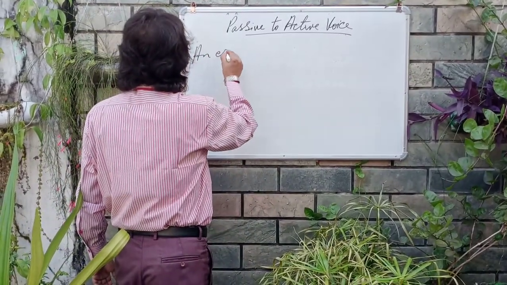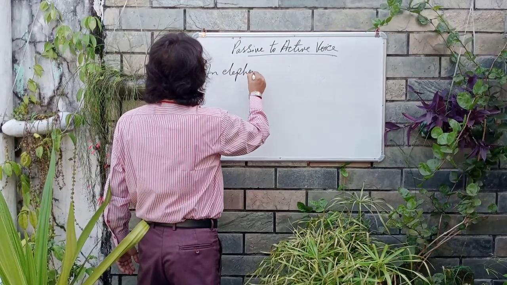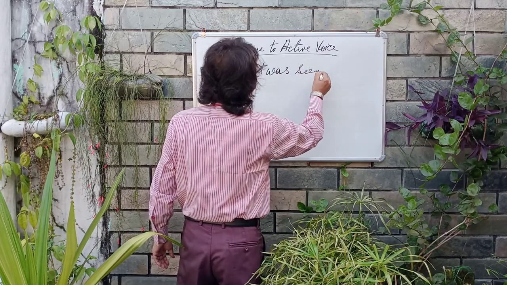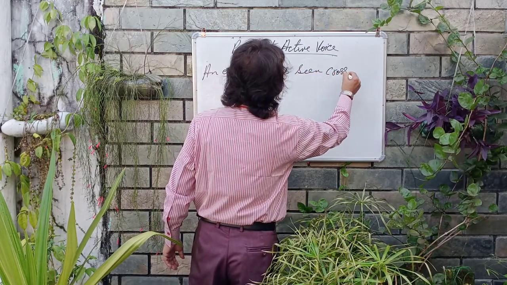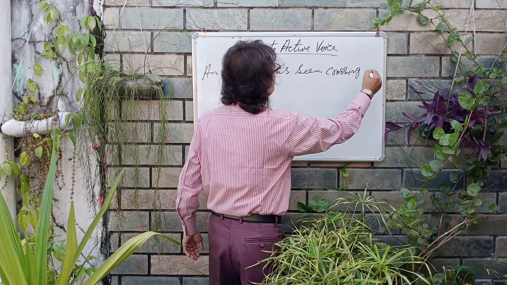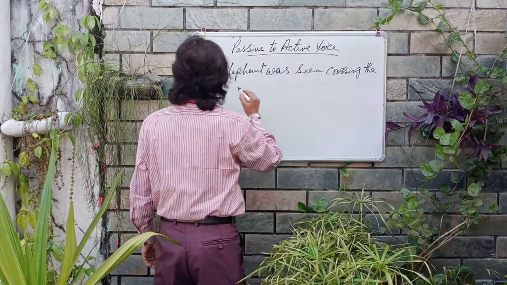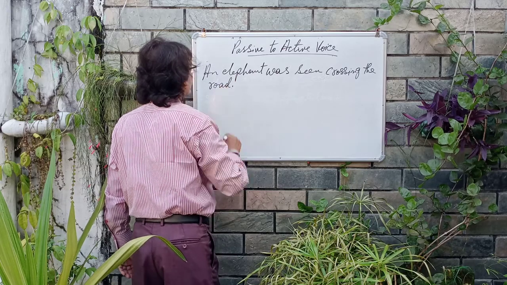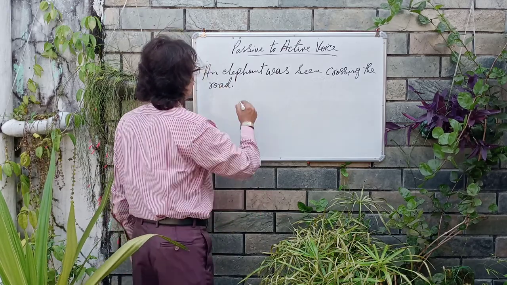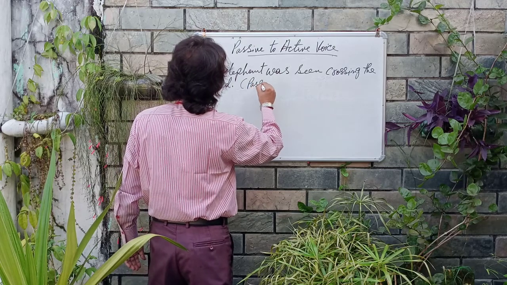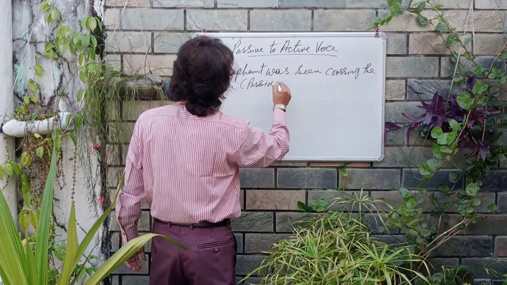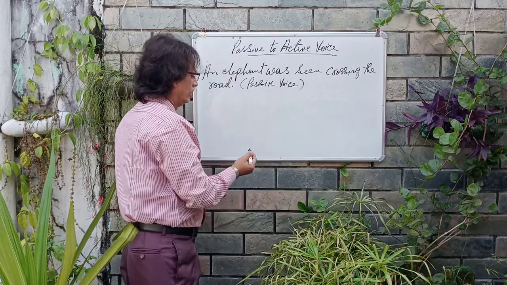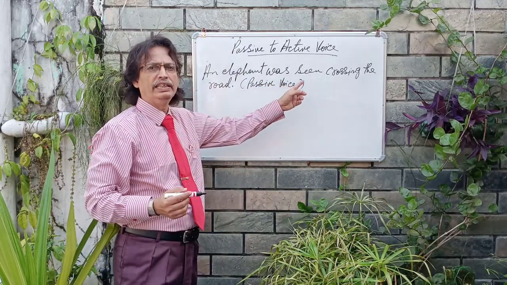An elephant was seen crossing the road. This is passive voice. An elephant was seen crossing the road.